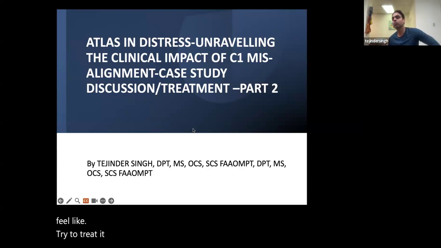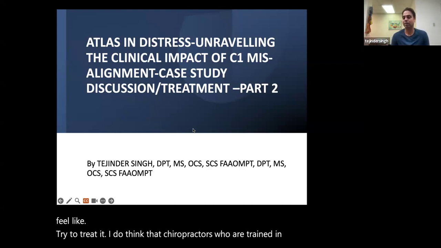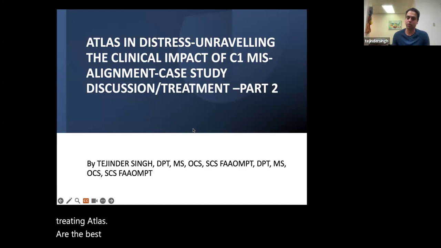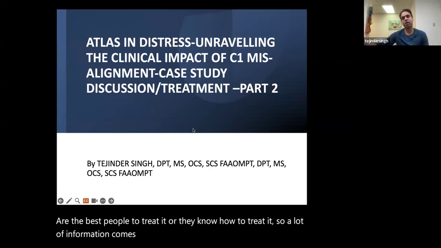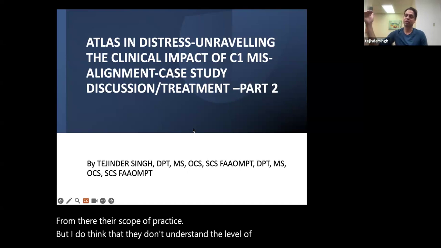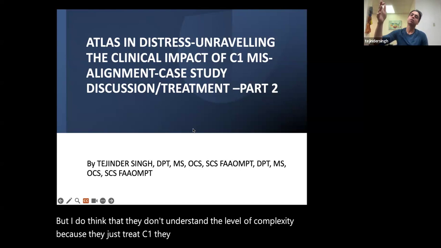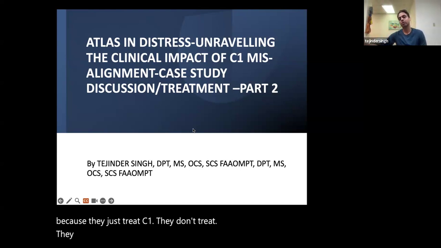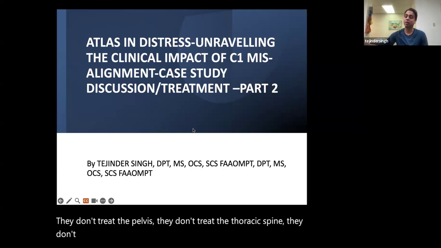I do think that chiropractors who are trained in treating the atlas are the best people to treat it, or they know how to treat it. So a lot of information comes out from their scope of practice. But I do think that they don't understand the level of complexity, because they just treat C1. They don't treat the pelvis, they don't treat the thoracic spine, they don't treat other parts of the body.